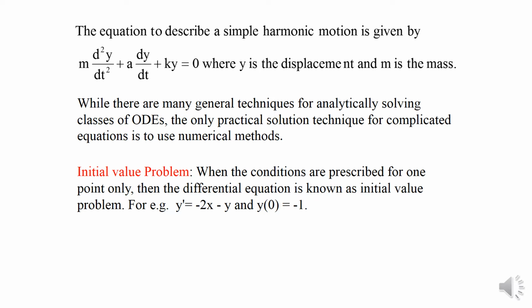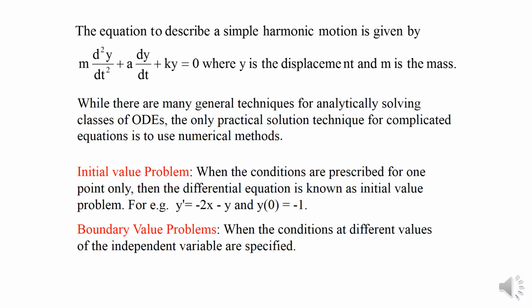So an initial value problem is when conditions are prescribed for one point only, then the differential equation is known as an initial value problem. An example is here: y dash is equal to minus 2x minus y, and y at 0, that is x is equal to 0, the value of y is minus 1. So this is an initial value problem.